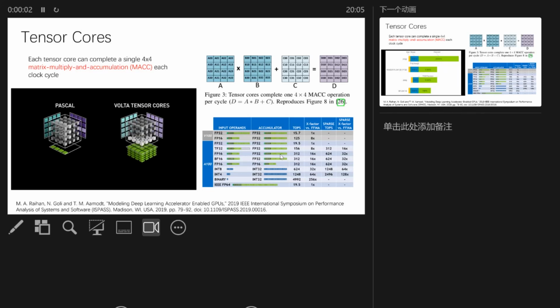As you can see, each tensor core can complete a single 4x4 matrix multiply and accumulate (MACC) in one clock cycle. That is, it computes matrix B times matrix A plus matrix C equals D in one cycle. But how about in a CPU?